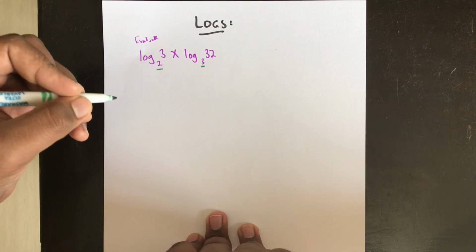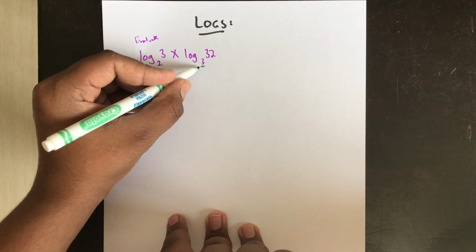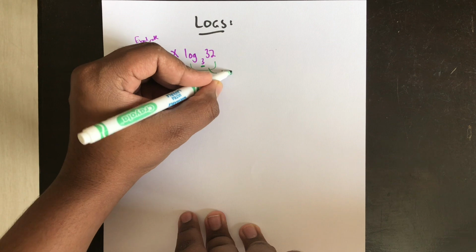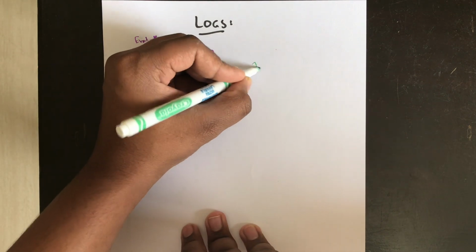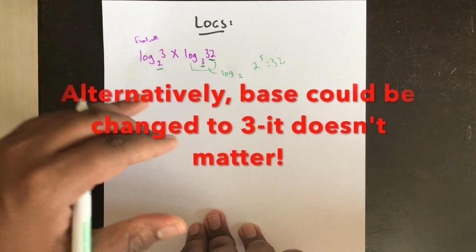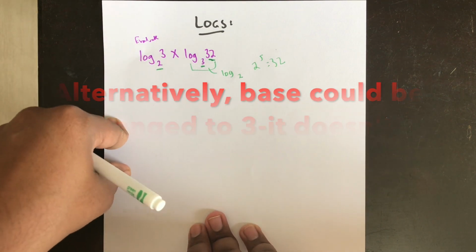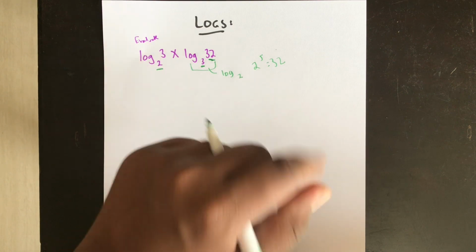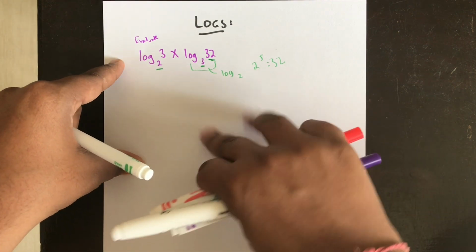So I think it's best if we change this to log base 2, because 2 power 5 is equal to 32 and 32 is also here, so I feel we might be able to cancel some stuff out, so our work becomes easier. Therefore it's best we change this to log base 2.